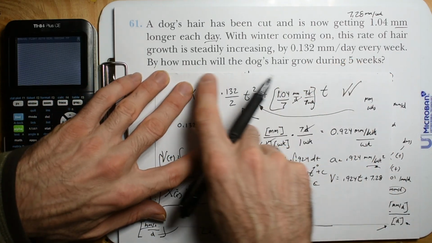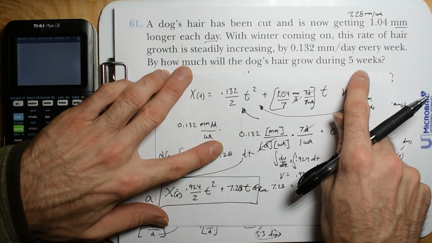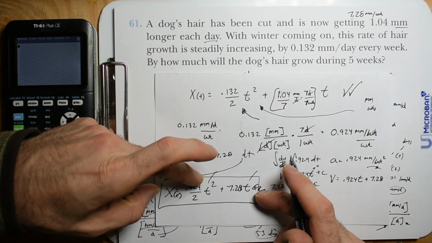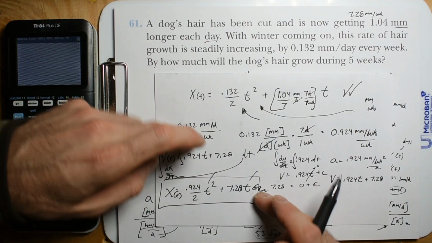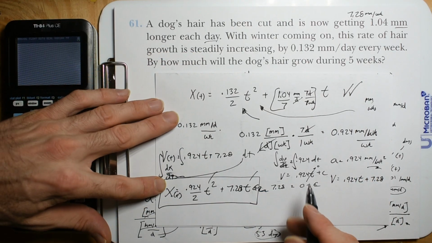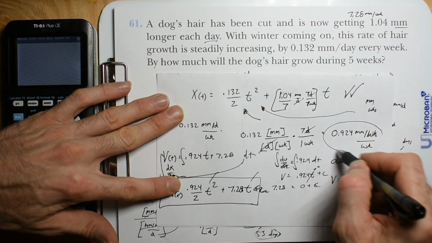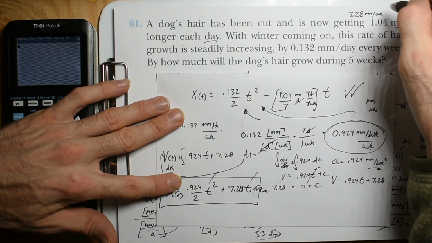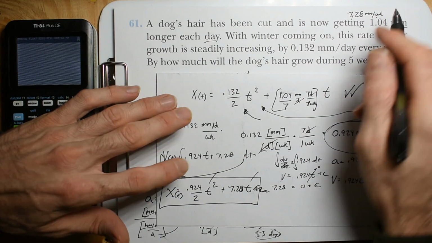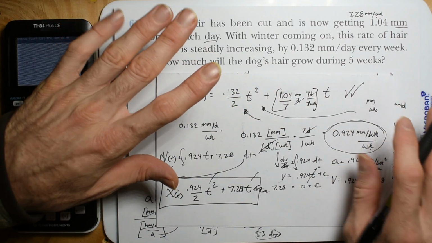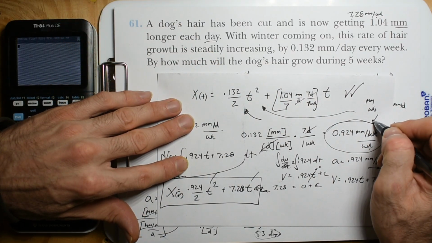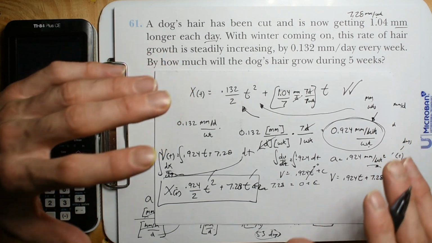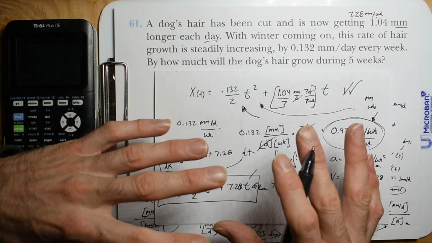So by how much will the dog's hair grow in 5 weeks? This value right here is not in weeks, it's in days. No, it's in weeks. Holy hell. So yeah, I totally forgot. We changed acceleration to millimeters per week per week. We changed this to millimeters per week, and now we're just set. So that was the learning lesson on this: not to fool around with the units, just choose units and switch everything.